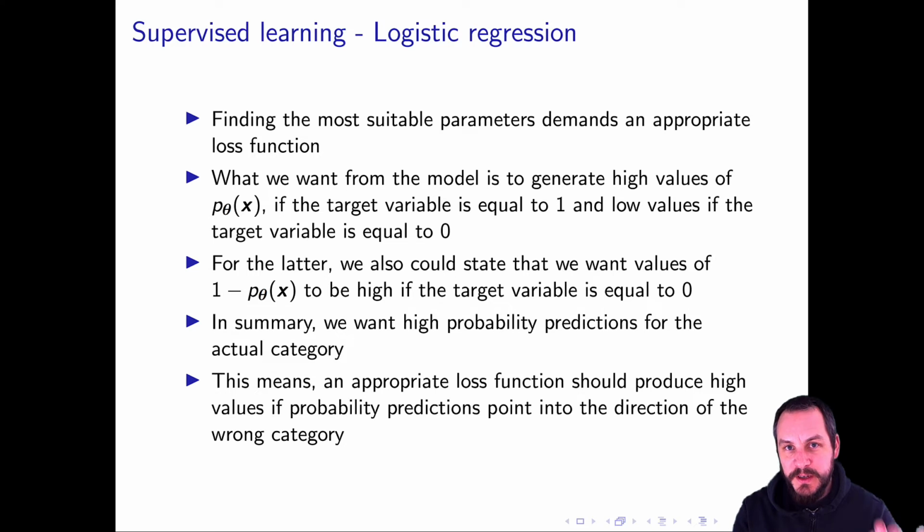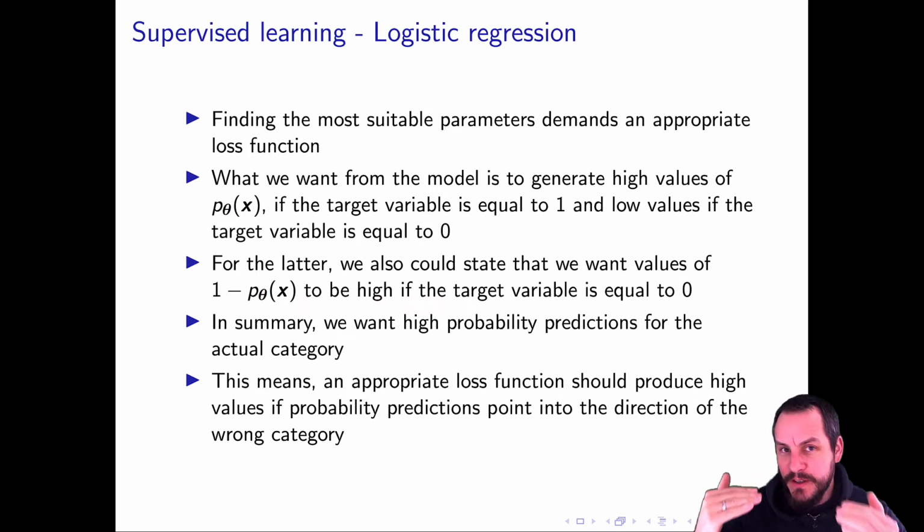When it comes to the logistic regression model, or to classification problems in general, what we want is that our model makes a high probability prediction for the category that is actually observed. So for instance, in our data set, if for the first observation, given some feature variables, the consumer bought something, so the realization of the target variable is equal to 1, then for this observation we want our model to generate a probability prediction which is also close to 1.